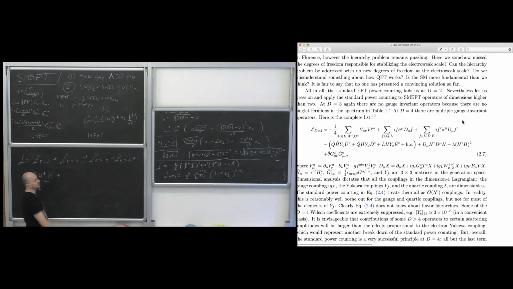We have the kinetic terms for the gauge fields, which also contain interactions for the SU2 and SU3 gauge fields. We have kinetic terms for the fermions, for the left-handed fermions and for the right-handed fermions. And then we have Yukawa interactions, a kinetic term for the Higgs, a quartic interaction for the Higgs, and the theta term. So this is all the terms that we can write at dimension four. Together with the Higgs mass term, this is the standard model Lagrangian.